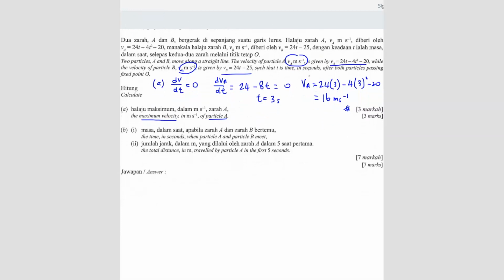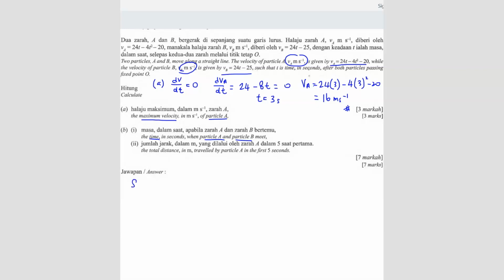question B, they ask for the time when particle A and particle B meet. If they meet, it means they should be at the same position, right? So that means the displacement will be the same. How to find displacement? To find displacement, you have to integrate.